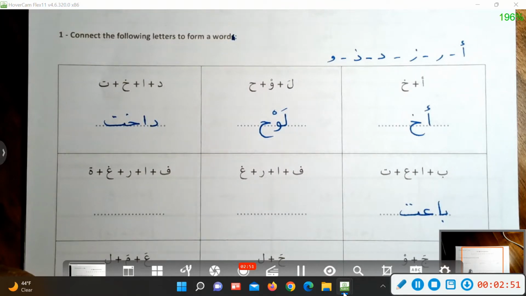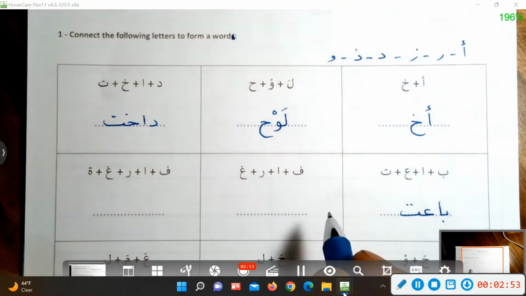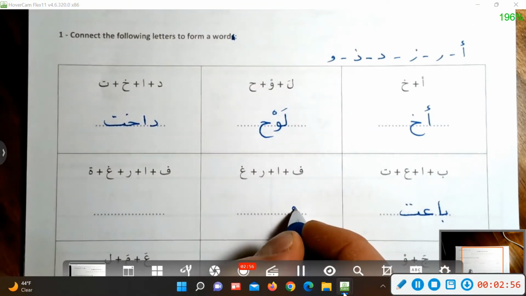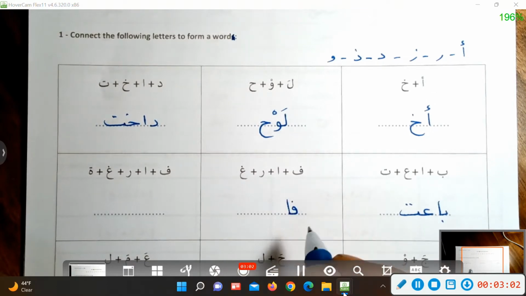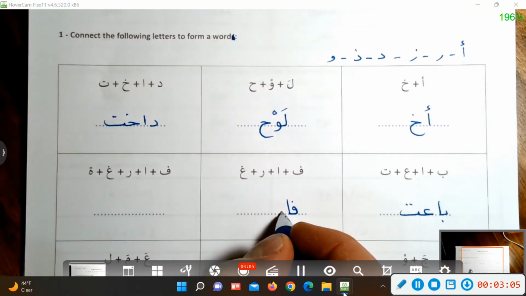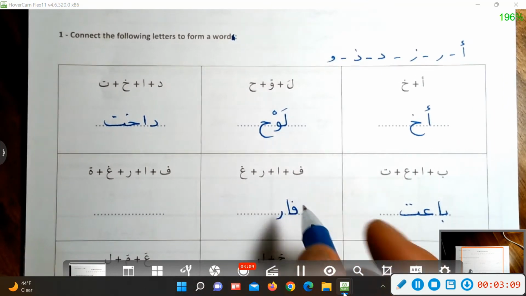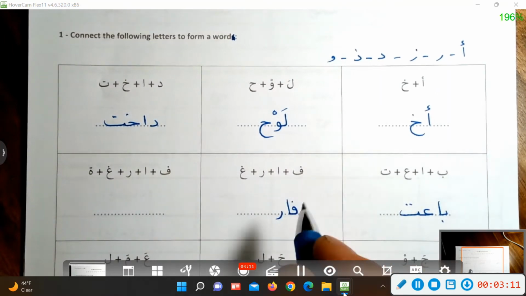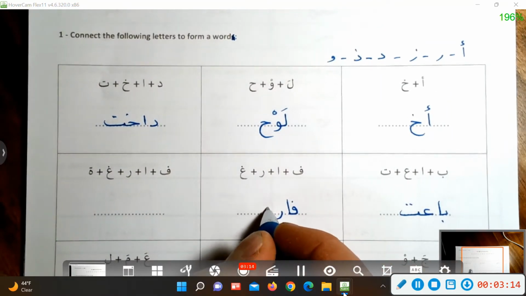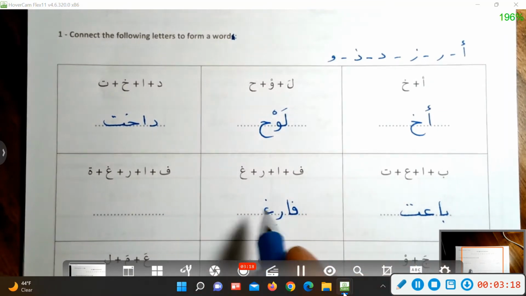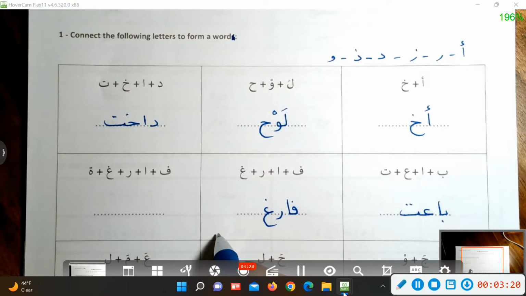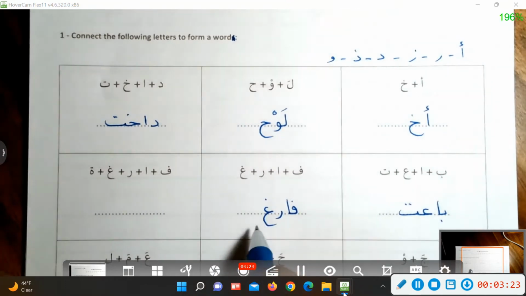Farigh. Fa, we write it, the head with the neck. Remember the neck. And then Alif. Fa. Ra, under the line, is not connected to the Alif because the Alif doesn't connect to anything after it. Farigh. Ghain stands alone now, because Ra doesn't connect to anything after it. Farigh.